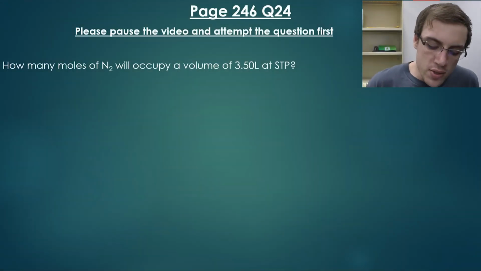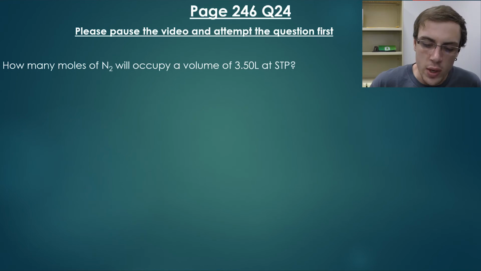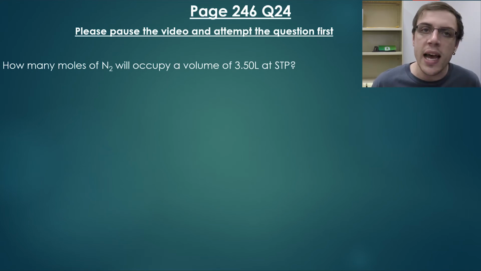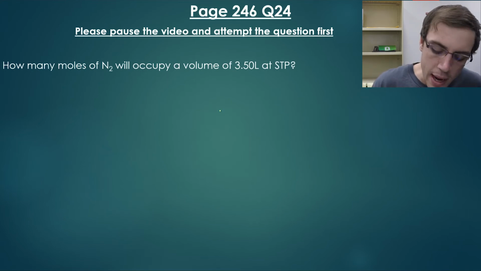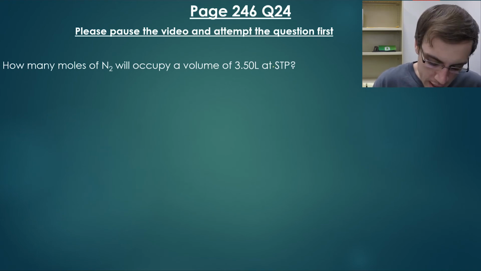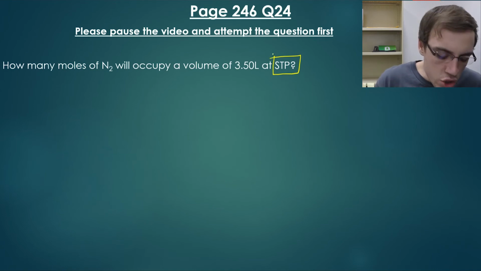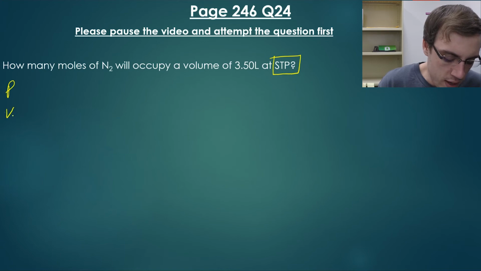Okay, moving on now to page 246, question 24. How many moles of nitrogen will occupy a volume of 3.5 liters at STP? Now, the big thing that's immediately jumping out at me is STP. That means that you should be instantly writing down PVNT.